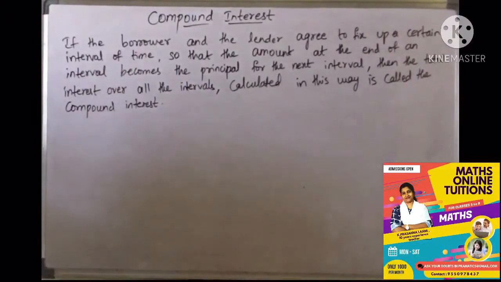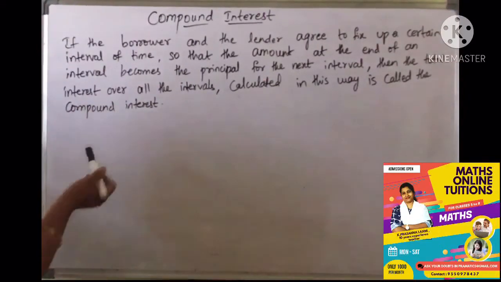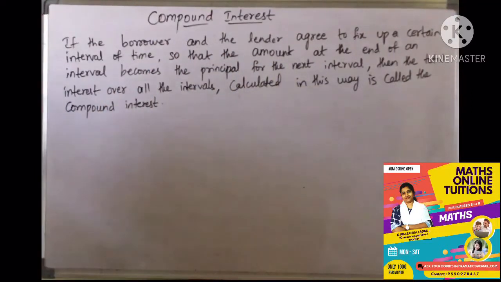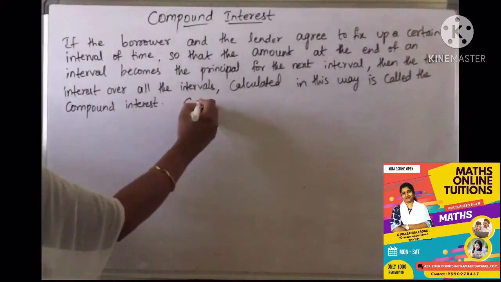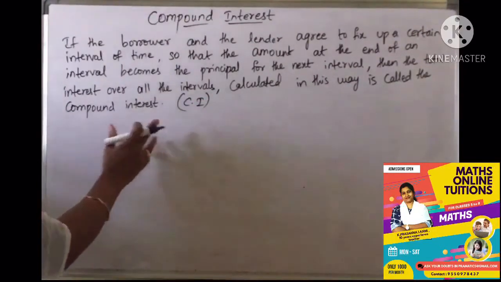Coming to the definition, children: if the borrower and the lender agree to fix a certain interval of time, like half a year, a year, or a quarter of a year, so that the amount (here, amount is nothing but the principal plus interest) at the end of an interval becomes the principal for the next interval, then the total interest over all the intervals calculated in this way is called the compound interest. You know compound interest is abbreviated as CI, like simple interest is abbreviated as SI.